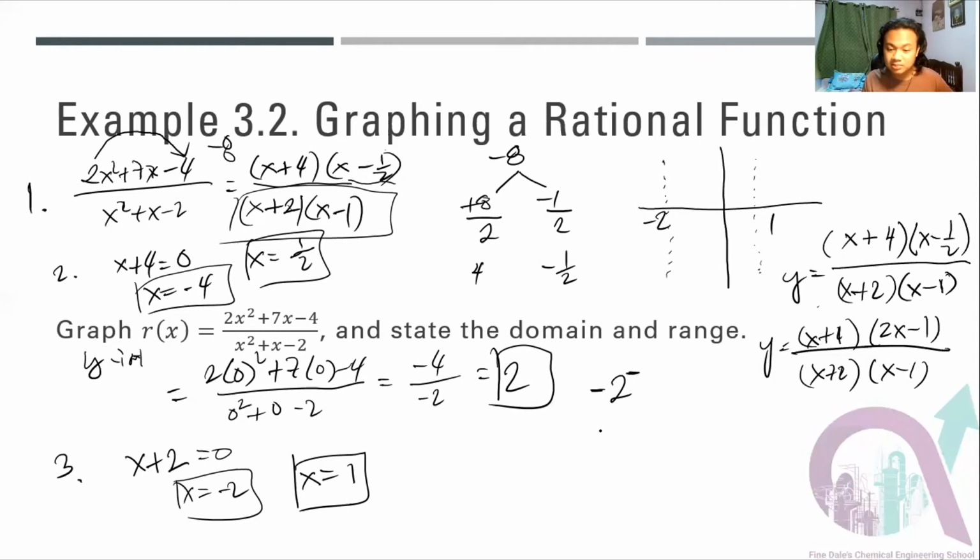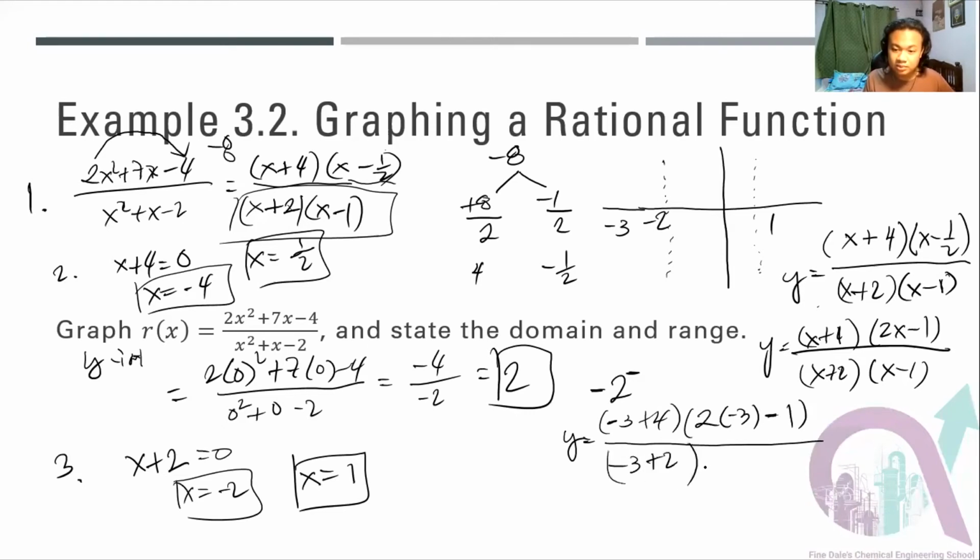So mag-substitute ta og negative 3, okay. So nato from the left, so negative 3 ana, okay. So negative 3 plus 4, negative 3 plus 2, times negative 3 minus 1, okay. Ngayon, negative 3 plus 2, negative 3 minus 1, okay.